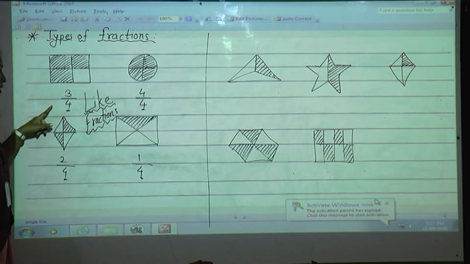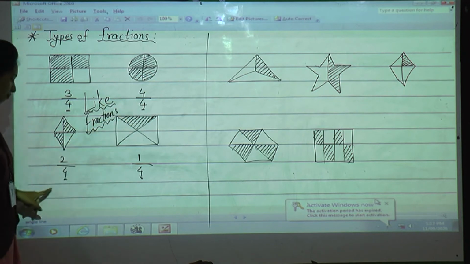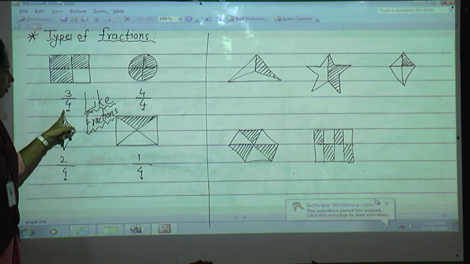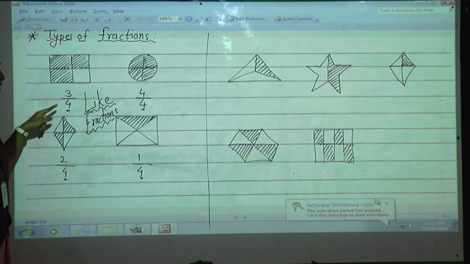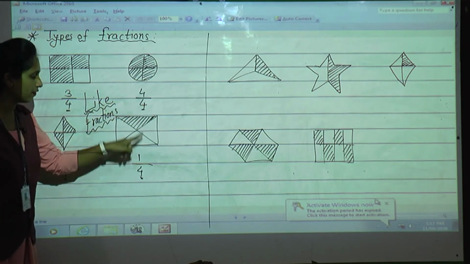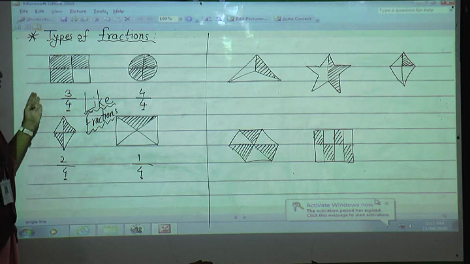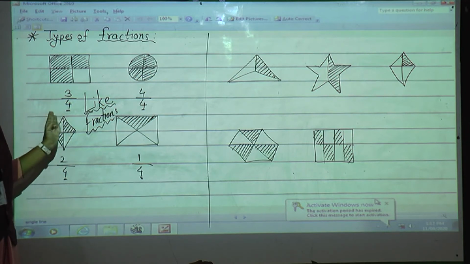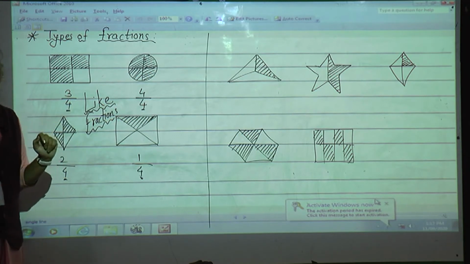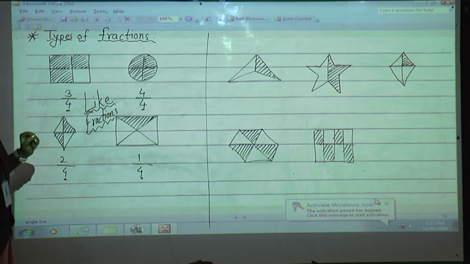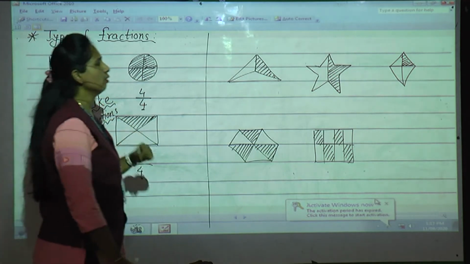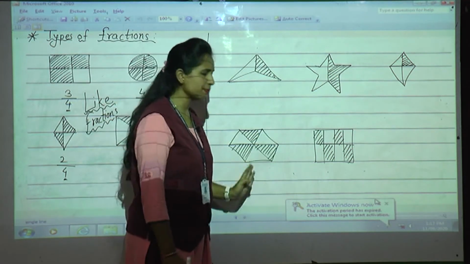In these 4 shapes we have written the fractions, and you can see the similarity between the 4 fractions, that every fraction has the same denominator, that is 4. So when the denominators of the fractions are the same, they are called like fractions. Clear? Yes. Now what about these shapes, students?